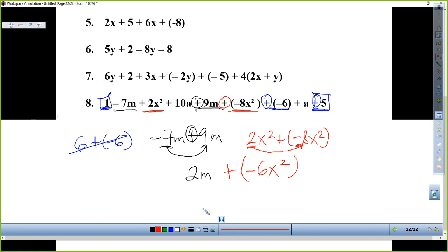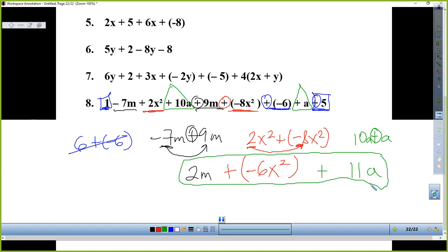And last but not least, I'm going to switch to green. I have 10a right there, and I have a positive a. So 10a plus 1a. Is there addition? Yes. Are they the same variable? Yes. And they're the same sign. So 10a plus 1a, that's 11a. Put a plus in between. That's the answer. For right now, in any order is fine.